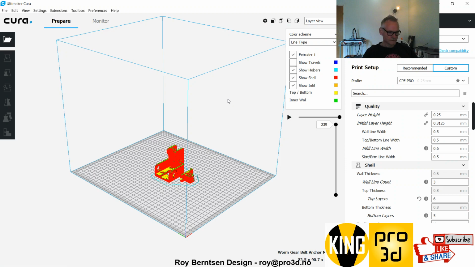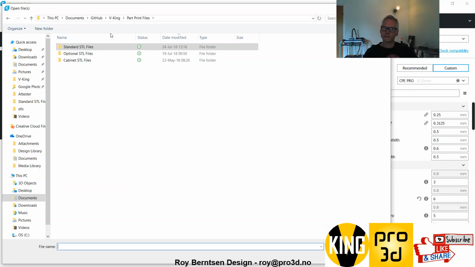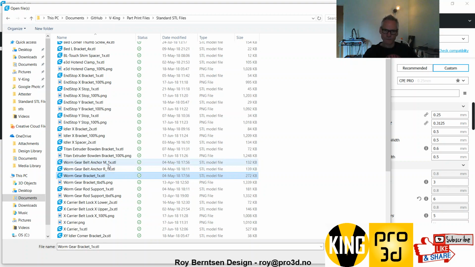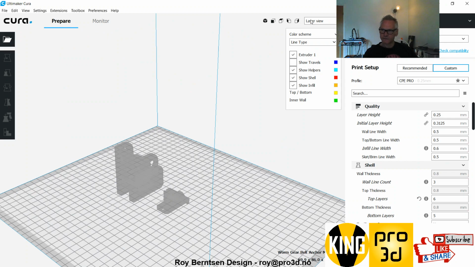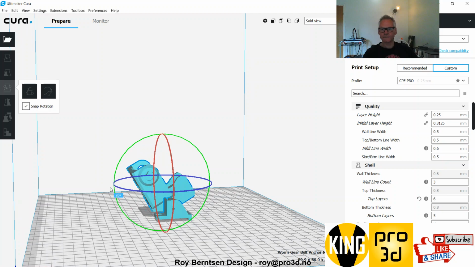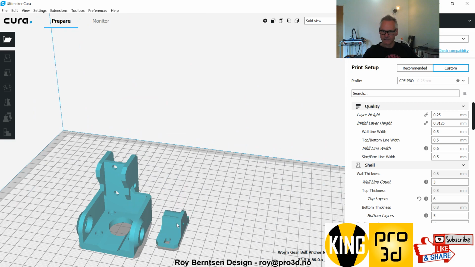So go to the standard STL files and go to worm gear and worm gear bracket, and then you want the worm gear anchor M for motor side. There are two different motor belt anchors. So just flip the worm gear bracket on its back like this, and then the anchor point on its side like this, and slice it. Then you should print these ones with no support.